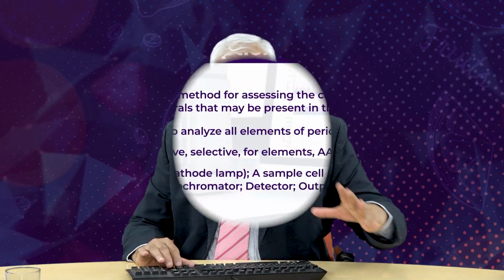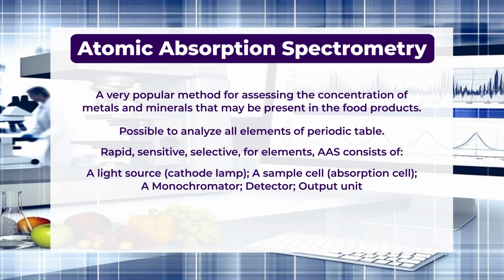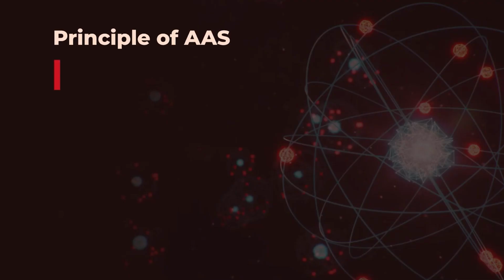If we are analyzing iron in a food product or in water, then the lamp should also be of iron. The light source should also be of iron. If zinc, then zinc. So the light energy emitted from the cathode lamp will be absorbed by the sample of that metal. Then there is a sample cell, which is the absorption cell, a monochromator, which takes care of light of one wavelength, a detector, and an output unit. What is the principle of AAS?